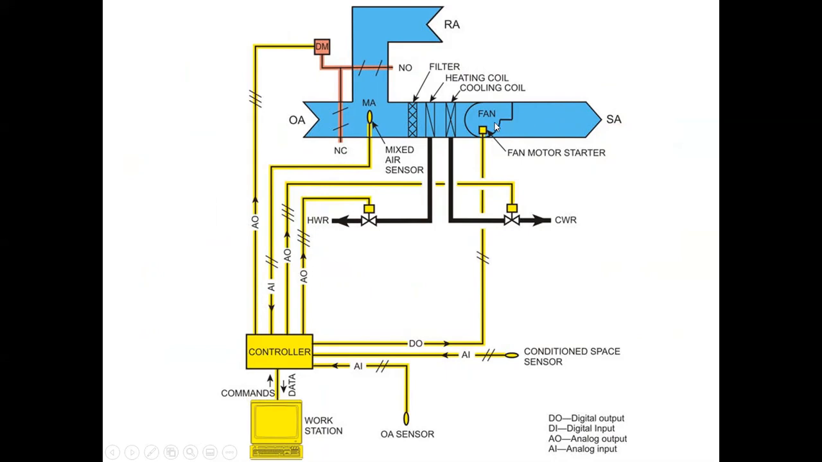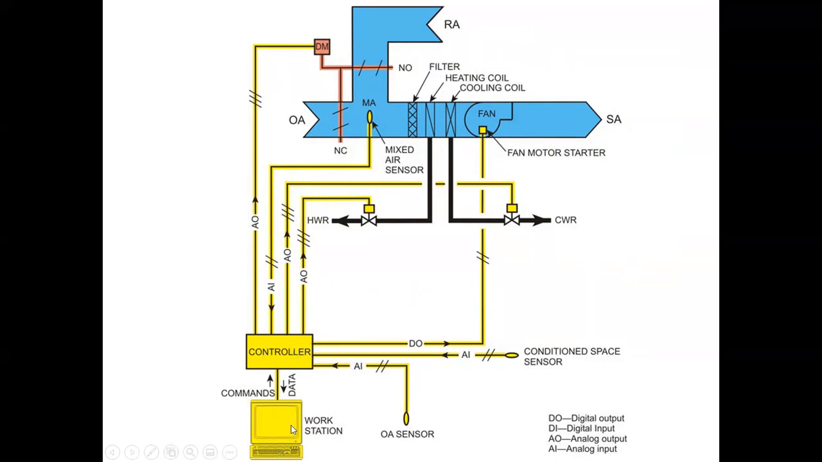But so this is an air handler. We've got a fan, heating coils, cooling coils, filters. There's a mixed air sensor. In a control system, you can have digital and analog inputs and outputs. A digital is a two-position switch, like yes or no, on or off. Analog is, if you're going to measure temperature, you have to have an analog, because as it sounds, it's a continuous stream of information as it changes. So you can see here's an outside air sensor. It's an analog input to the controller.